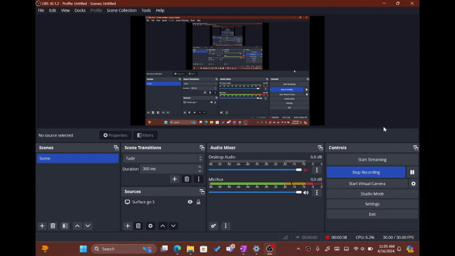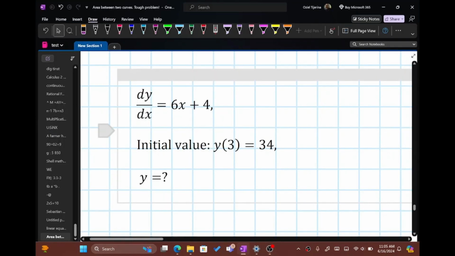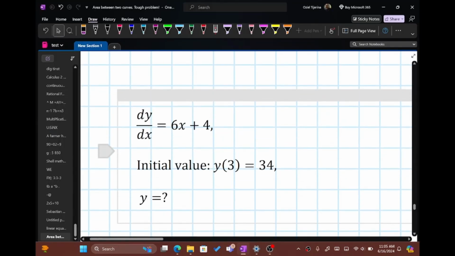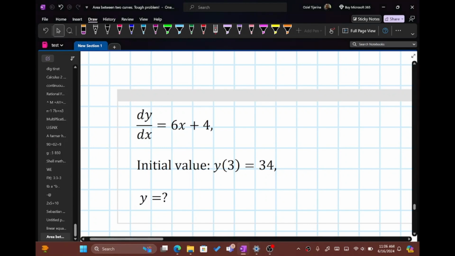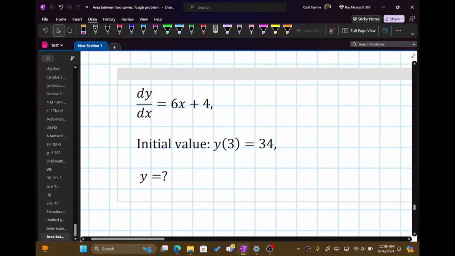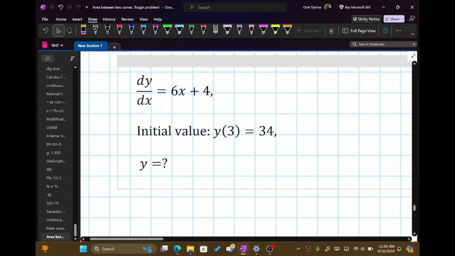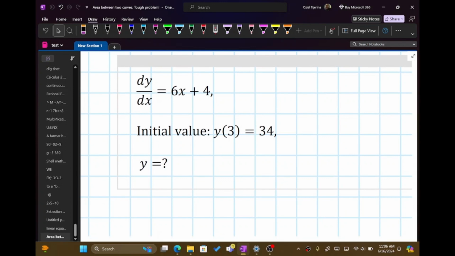So in this video, we're going to do an initial value problem. I hope it's pretty quick. It says dy/dx equals 6x plus 4, and we are given an initial value y(3) equals 34, and then we want to find the original equation in terms of y, of the function given the initial value.